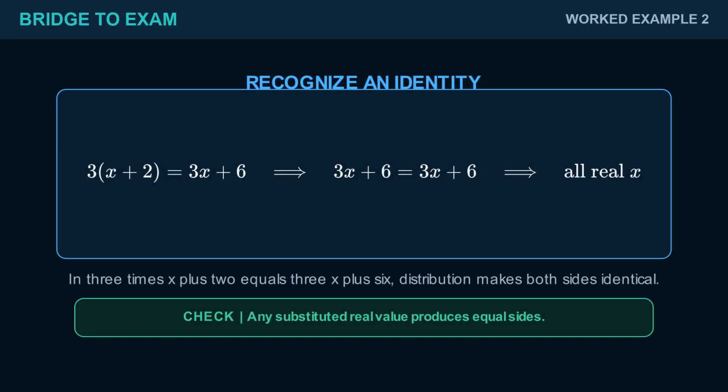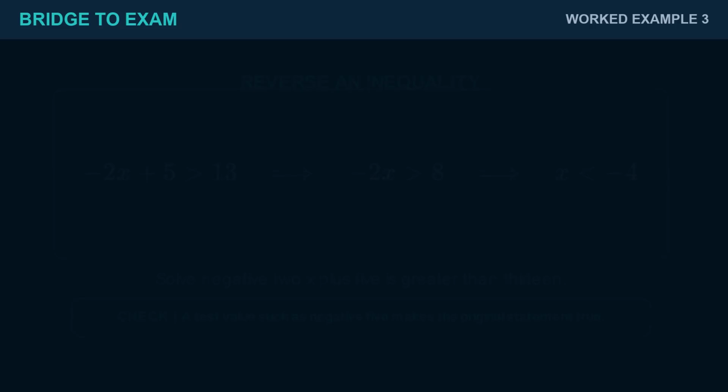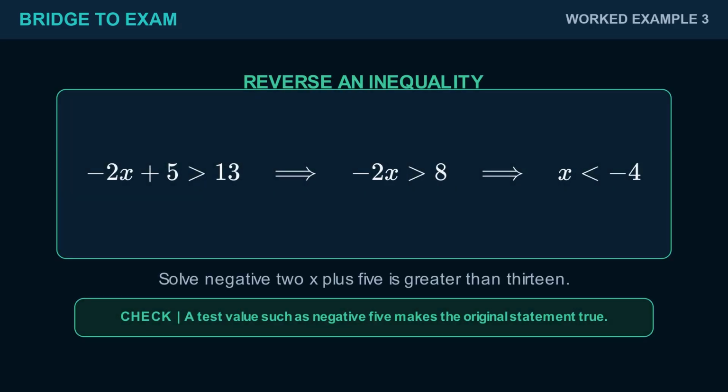Worked Example 2. In 3 times x plus 2 equals 3x plus 6, distribution makes both sides identical. This statement is true for every real x, so it has infinitely many solutions. Check. Any substituted real value produces equal sides.